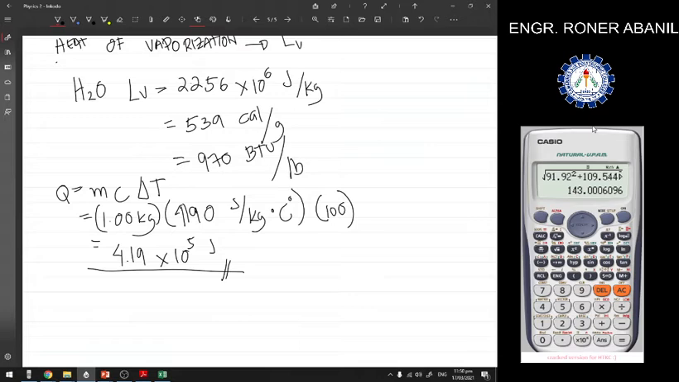So, the heat of evaporation is somewhat greater at lower pressure. So, doon daw, kailangan mo lang daw ng 2.27 times 10 raised to 6 joules per kilogram. Okay?